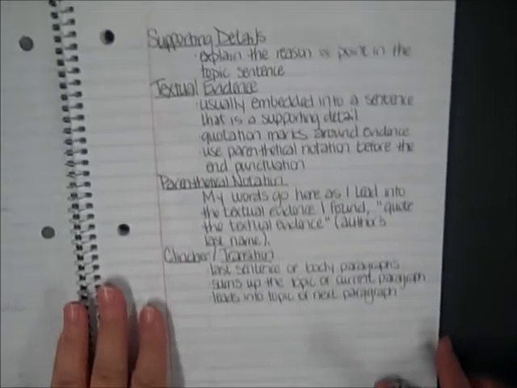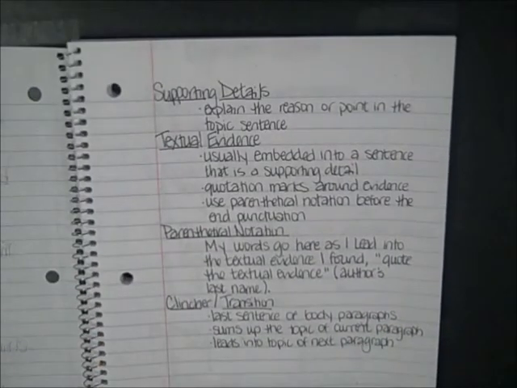Then we have your supporting details. And you guys know this. You cannot skimp on this. You have to pretend like you're writing for an Aggie. Explain the reason or the point in the topic sentence in detail. Don't leave any holes. Your grade will reflect it.